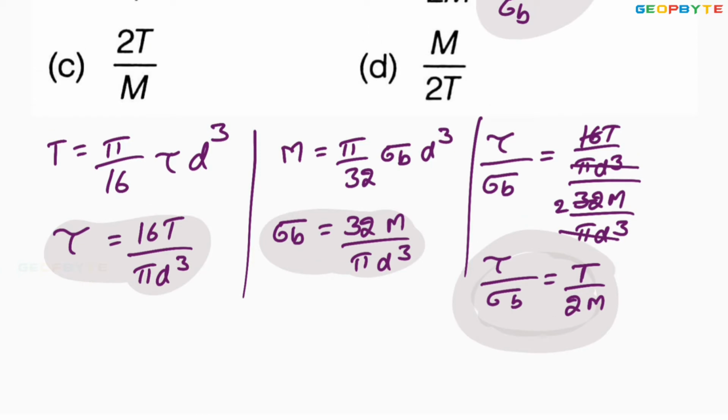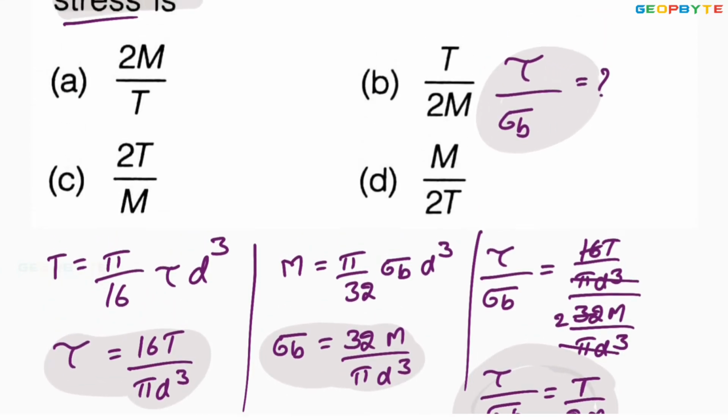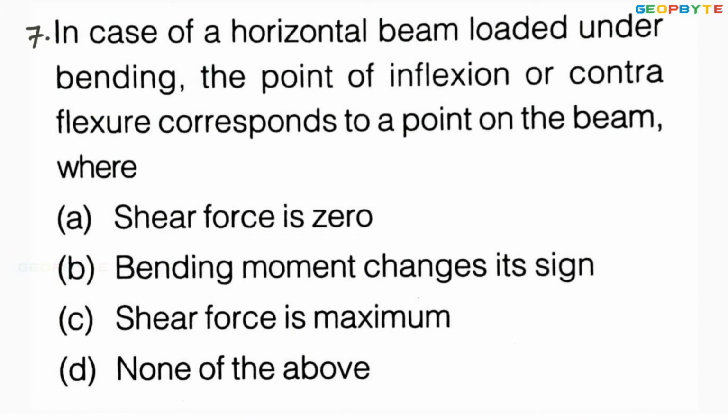Look at the options. Look at option B. Torque by 2M. Therefore, option B is absolutely correct. I hope you got my point. Let us take one more problem. Look at the 7th problem.